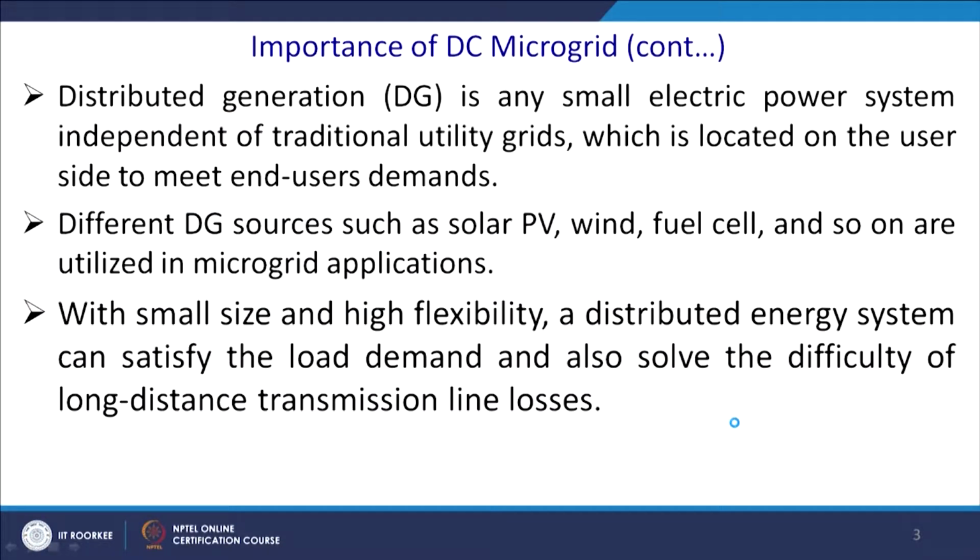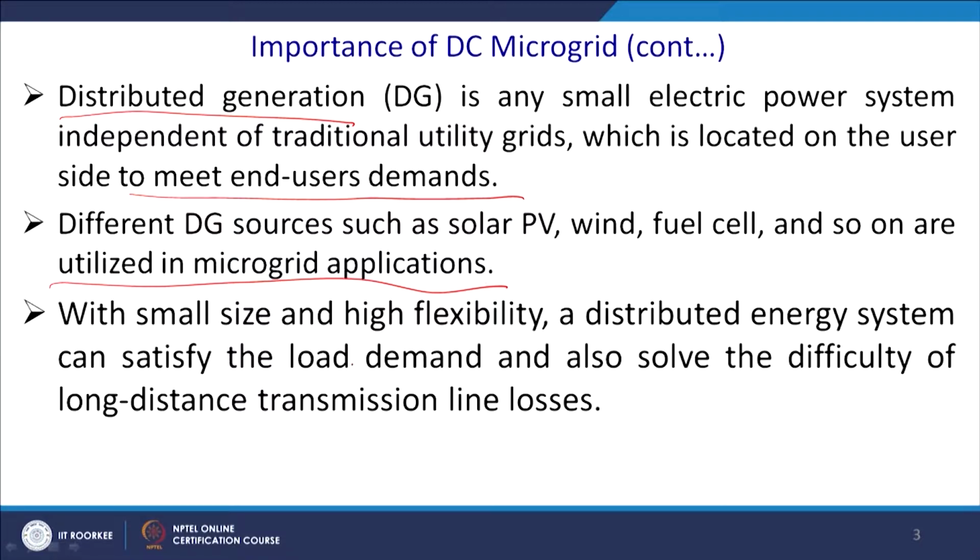Thus you may have distributed generations, in most cases with these microgrids, in a small electric power system independent of the traditional utility grid. It may be solar, or you may have biomass, located on the user side to meet the end user's demand. Different DG sources such as solar PV, wind, fuel cells and so on are utilized in microgrid applications. So, you can harvest power.